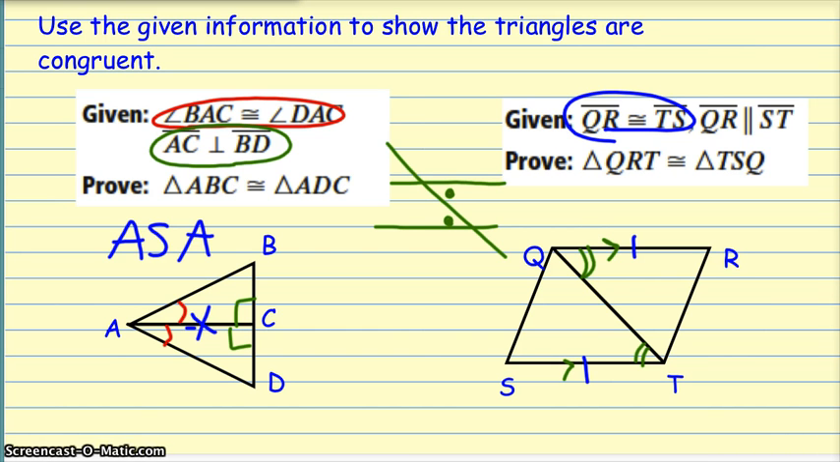Is anything else congruent? Again, QT, just like AC, matches up to itself, so those are reflexive. So I have a side, I have an included angle, and another side. So these are congruent by side, angle, side.